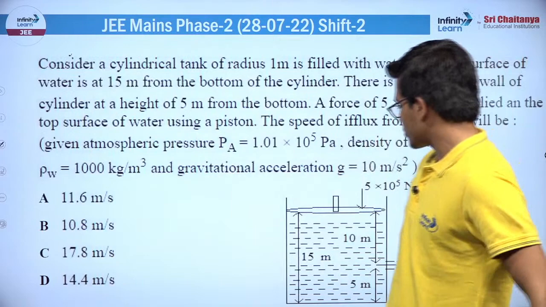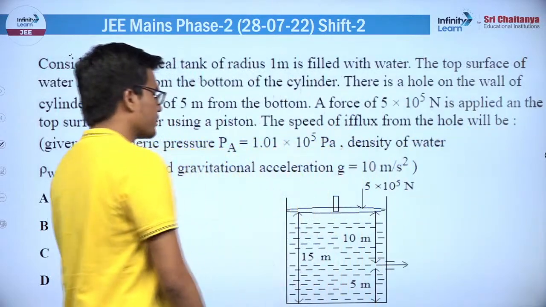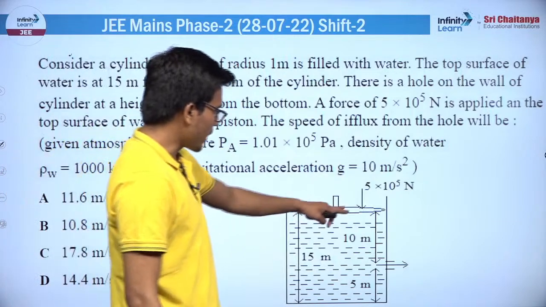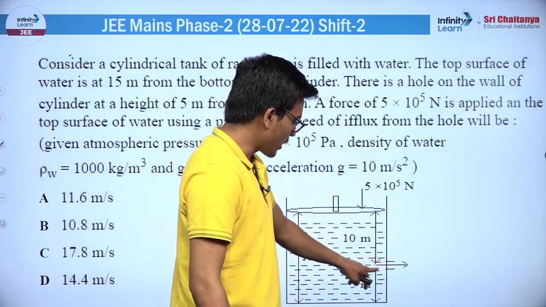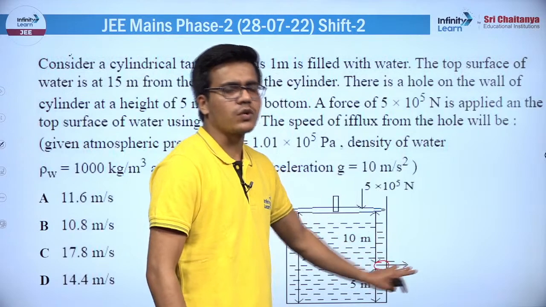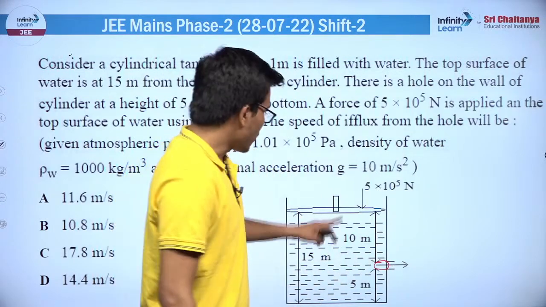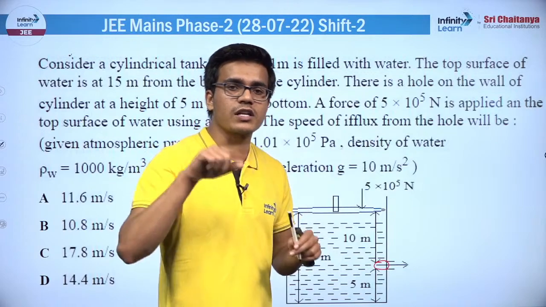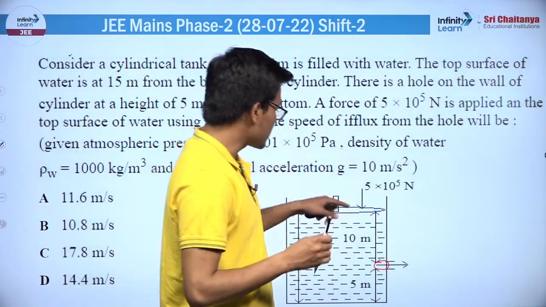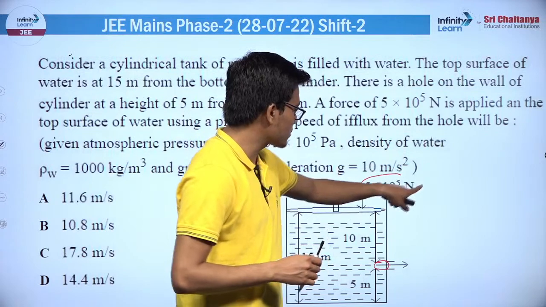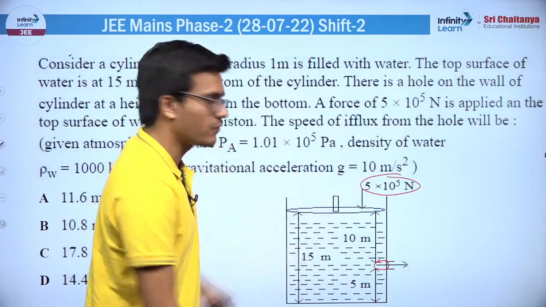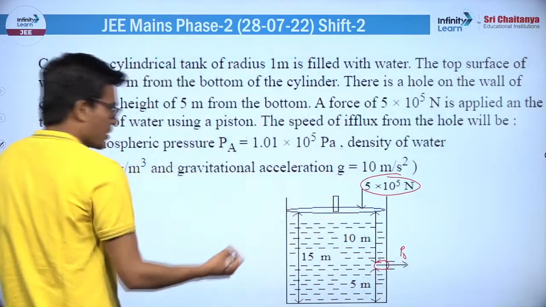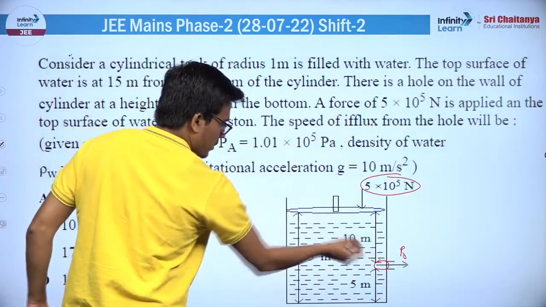Moving to the next question from Bernoulli's theorem. Good question, good application. You have a disk, and there you have a hole, so water will come out. You have to find the speed of water. If there is only atmospheric pressure, we can apply the formula directly, v equal to root 2gh. But instead of atmospheric pressure, the total pressure is given, basically force is given to you like this, and here the pressure is P naught. So just apply Bernoulli's theorem from here to there.